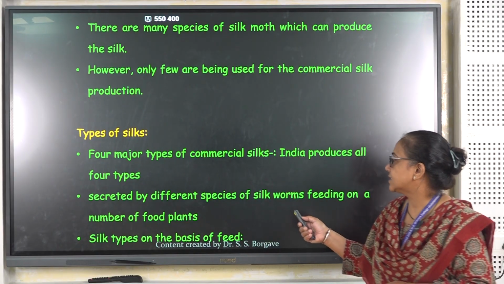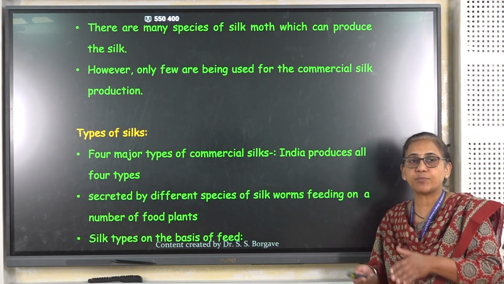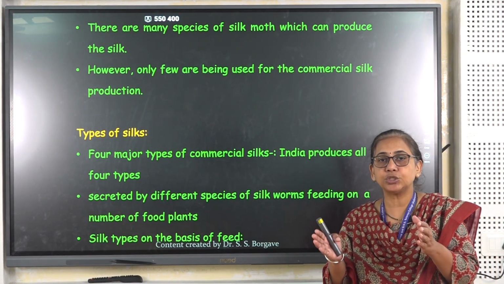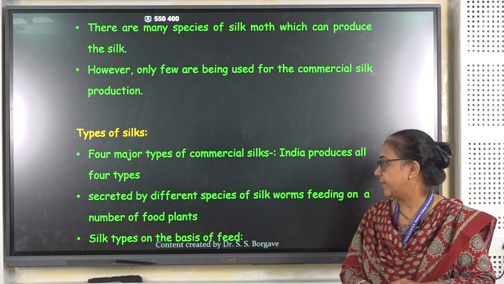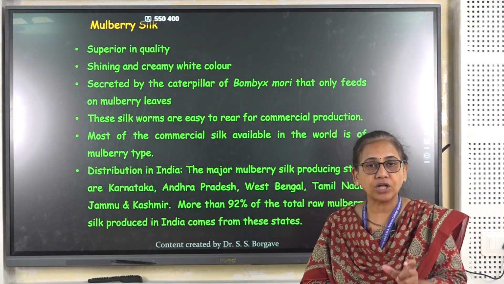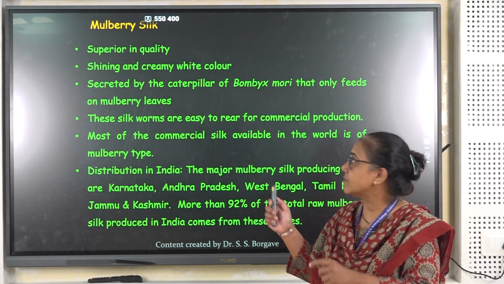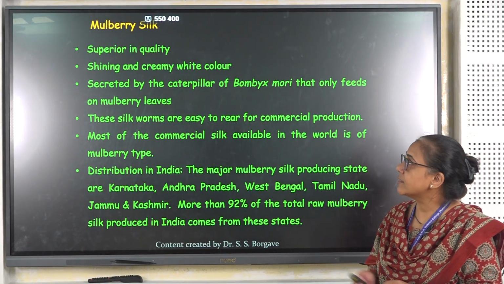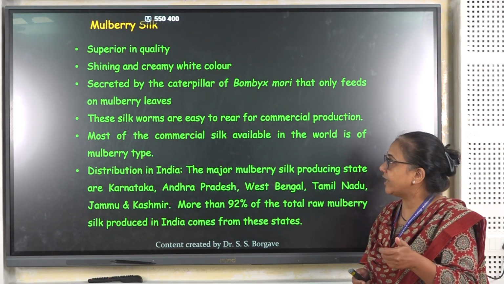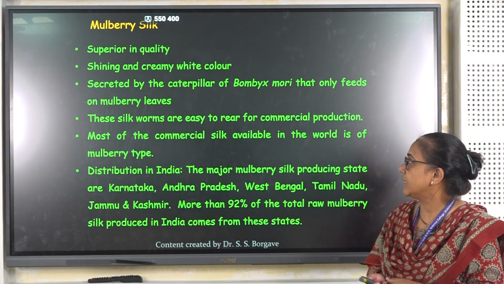The silk is secreted by different species of silkworms which feed on different types of plants. So basically, on the basis of feed, silk is divided into two types: mulberry type and non-mulberry type. Mulberry type is known as mulberry silk. The moth which produces silk by eating mulberry leaves is considered as mulberry silk. Mulberry silk is superior in quality. The thread is very shining and creamy white in color, so dyeing of this type of silk thread becomes very easy.